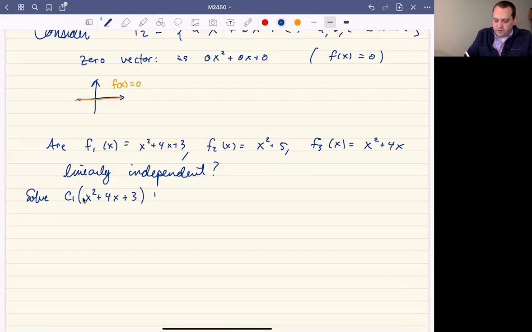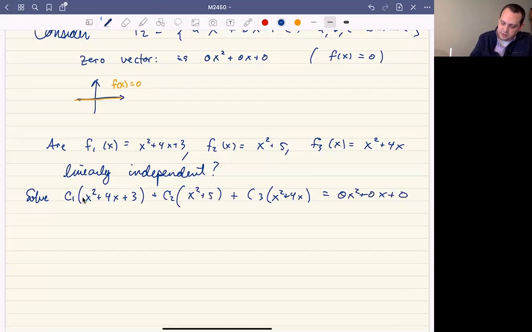Anyways, we want to solve C1 times F1 plus C2 times F2, so that's x squared plus 5, plus C3 times F3, so that's x squared plus 4x, is equal to the 0 polynomial. Now what's the 0 vector in the vector space P2? It's the 0 polynomial, so 0x squared plus 0x plus 0.